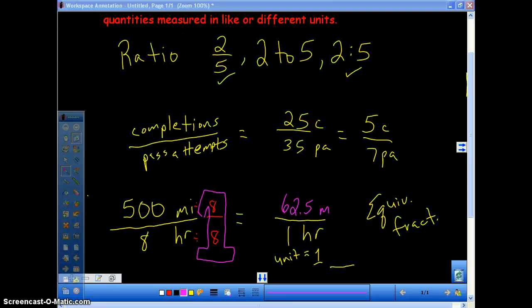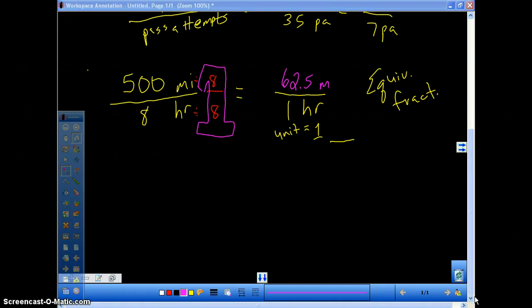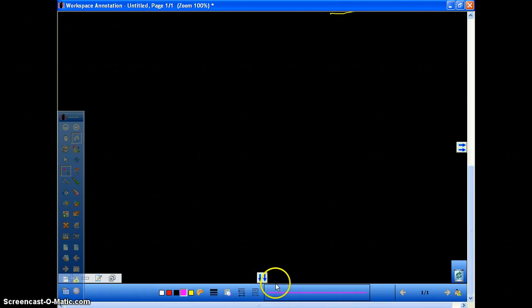So this is a fairly basic unit rate problem. We'll look at some more in class, but we're going to also look at some more complicated unit rate problems. So this is just a scenario. If a person can walk, they can walk a half mile per hour, which is at a fairly slow pace.